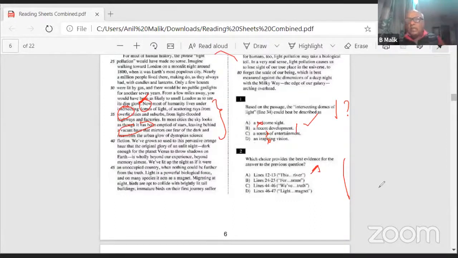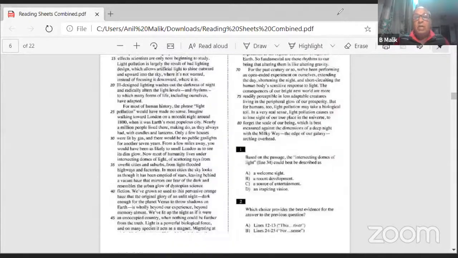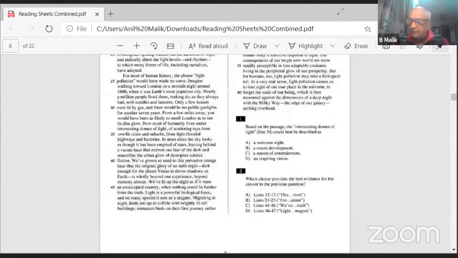So when I go and check the lines, I see lines 12 to 30. Now give me a second. Right. I go to lines 12 to 30. Now what do I see in 12 to 30? I read, he says this is like damming a river. Right. It's like damming a river. I don't have an answer choice which says damming a river.